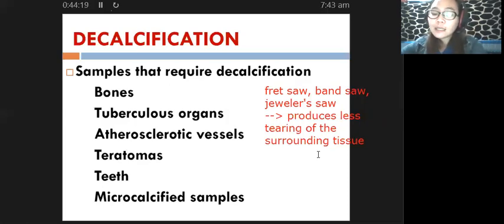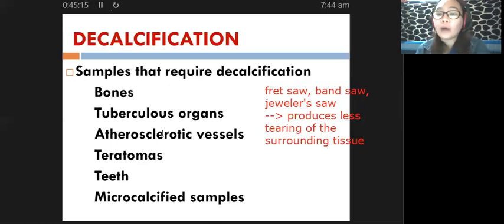The different samples that require decalcification can be divided into two groups, depending on how we are supposed to prepare your tissue samples. For bones and other calcified samples, like your tuberculous organs, atherosclerotic vessels, teratomas, and bones, you have to cut them in small pieces. Then of course you perform the fixation process, after which you perform decalcification, and then you remove the decalcifying agent.